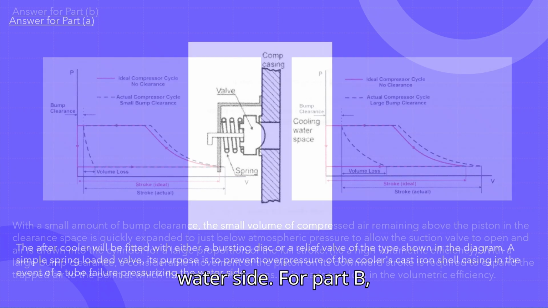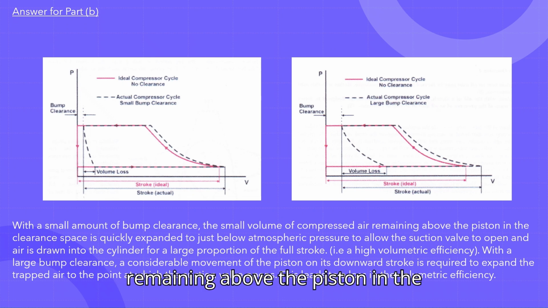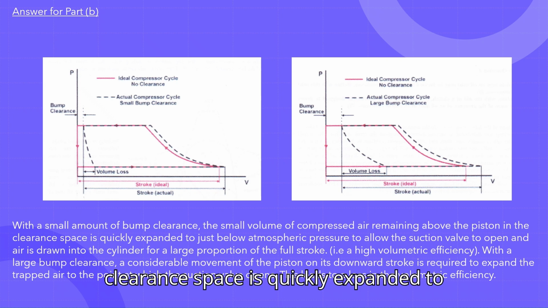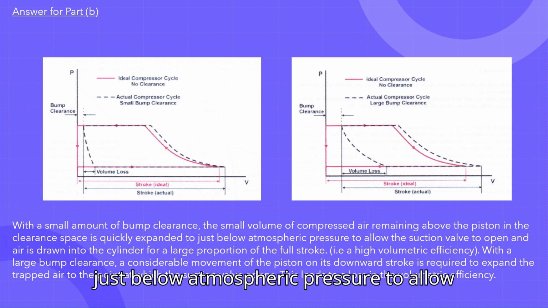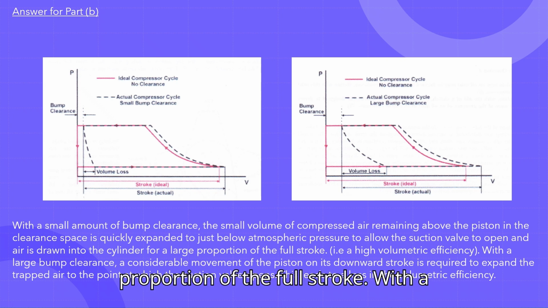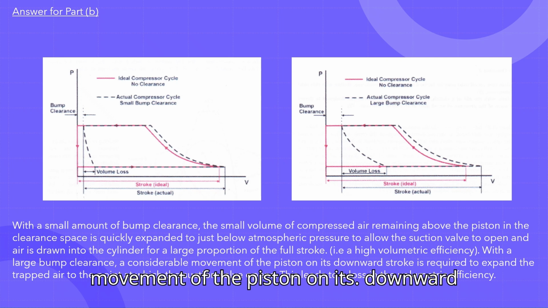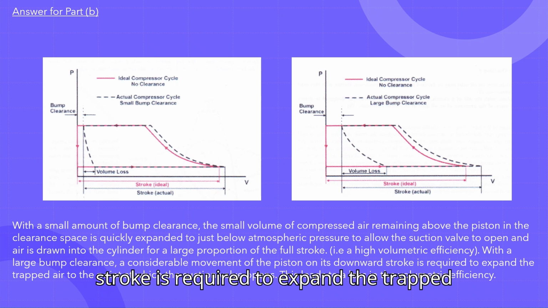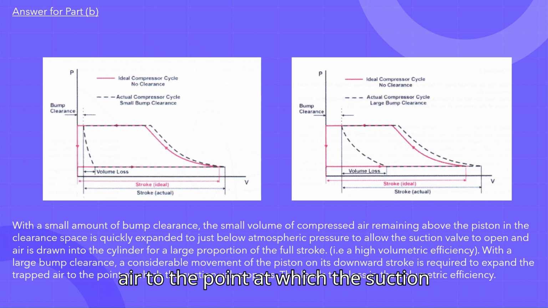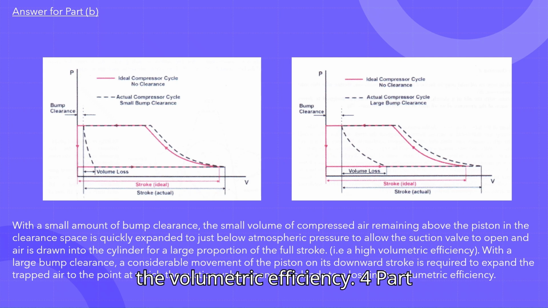For Part B, with a small amount of bump clearance, the small volume of compressed air remaining above the piston in the clearance space is quickly expanded to just below atmospheric pressure to allow the suction valve to open and air is drawn into the cylinder for a large proportion of the full stroke. With a large bump clearance, a considerable movement of the piston on its downward stroke is required to expand the trapped air to the point at which the suction valve opens. This leads to a loss in volumetric efficiency. Part C.